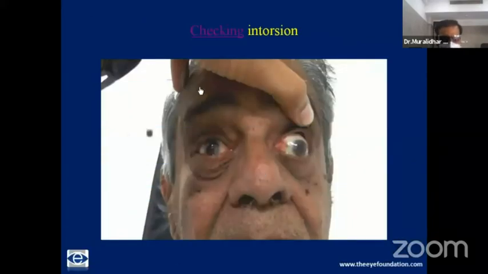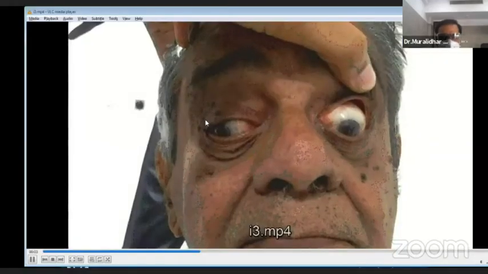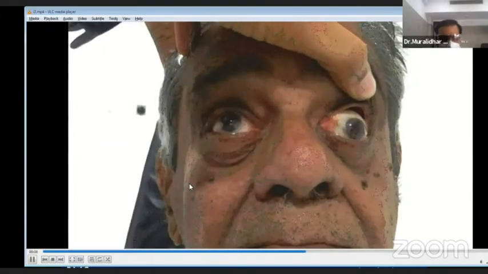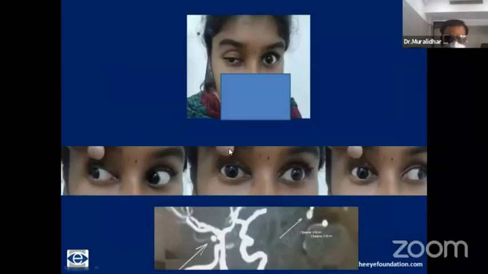What the residents need to know is that they need to check the intorsion on attempted down gaze. That tells you that the fourth nerve is working. This is very important. And for a pupil-involving third nerve palsy, or any third nerve palsy in a young patient, please advise MRI and CT angiography. This patient had a PCOM aneurysm.